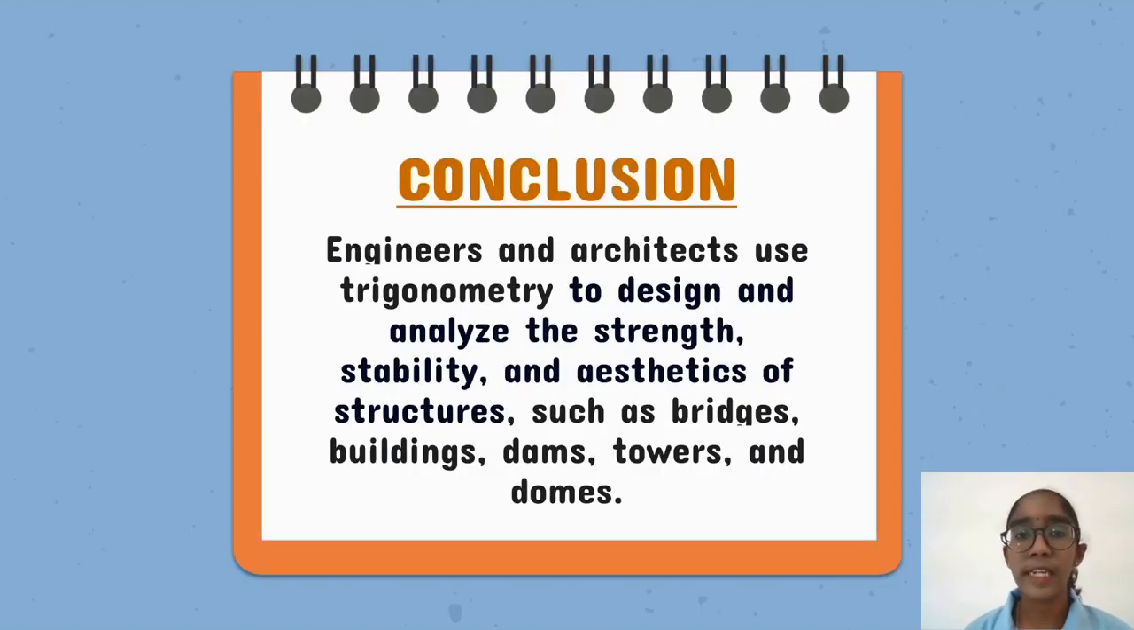As a conclusion, we can conclude that engineers and architects use trigonometry to design and analyze the strength, stability, and aesthetics of structures, such as the various angles for bridges, buildings, dams, towers, and domes. So we can say that trigonometry really plays an important role in architecture.